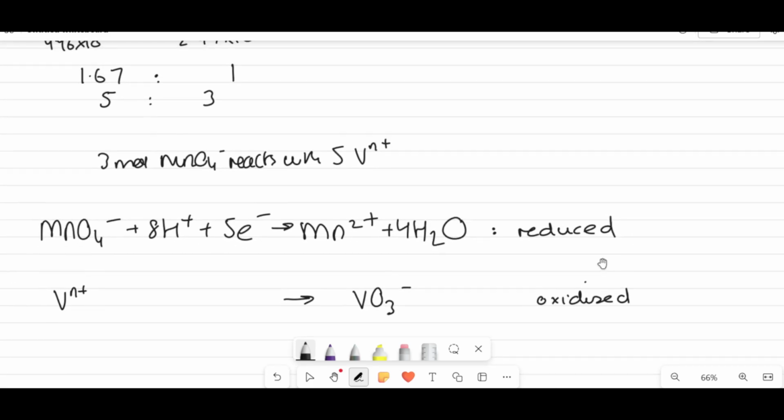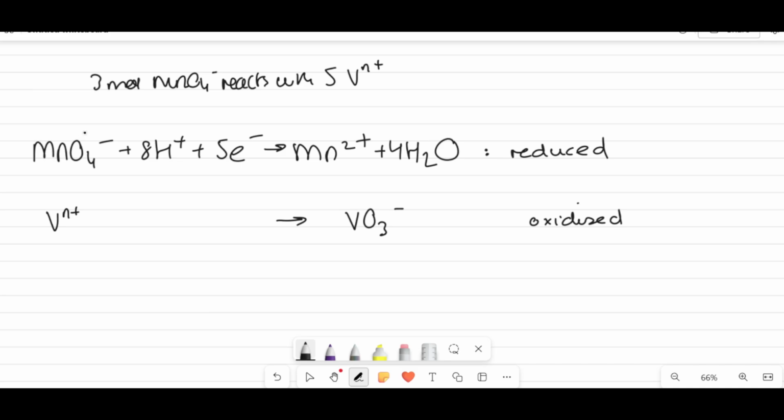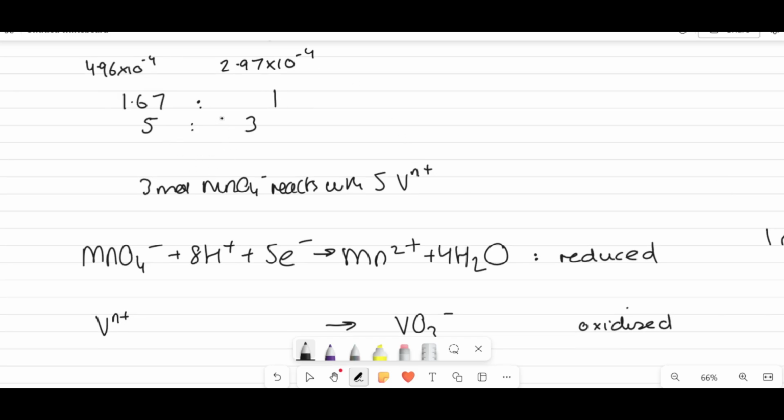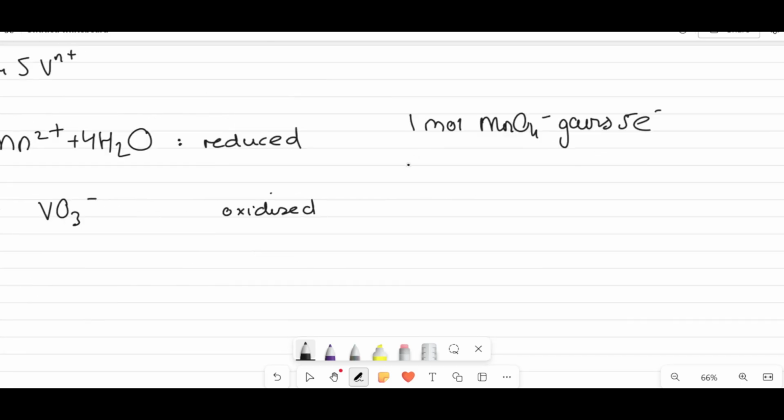Think of this carefully here. Remember that 3 moles of this reacts with 5 of them, okay? This equation tells you what happens for 1 mole. This is a general equation. It's not specific, right? So it says if you have 1 mole of this, it will take 5 electrons. So 1 mole of MnO4- gains 5 electrons, right? But in our equation, we found that we have 3 moles of MnO4-. So that means 3 moles of MnO4- gains, well, if one of them needs 5, 3 is going to need 15 of them, right?